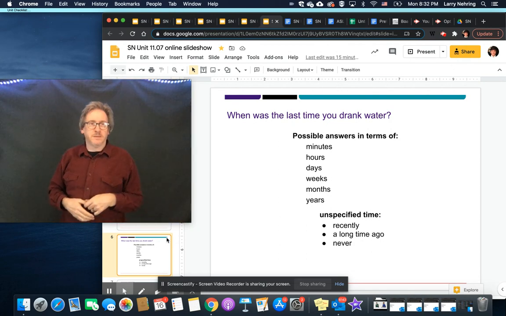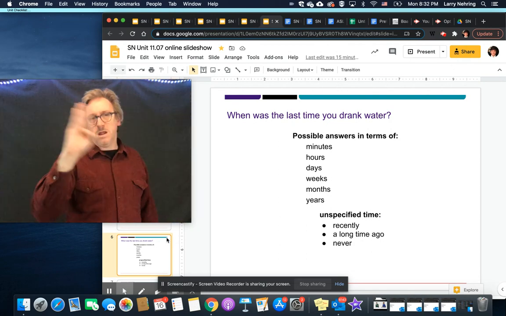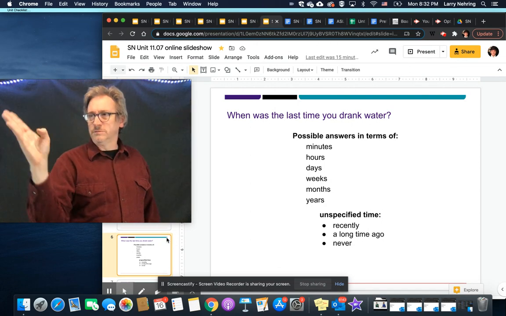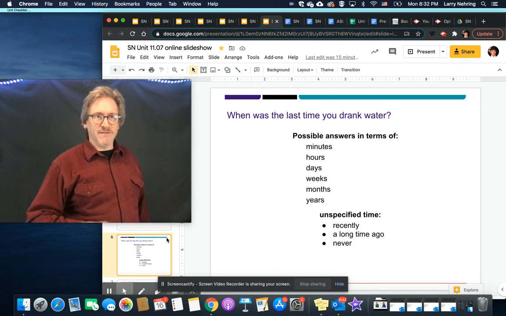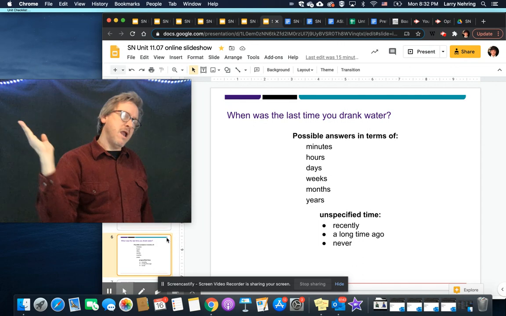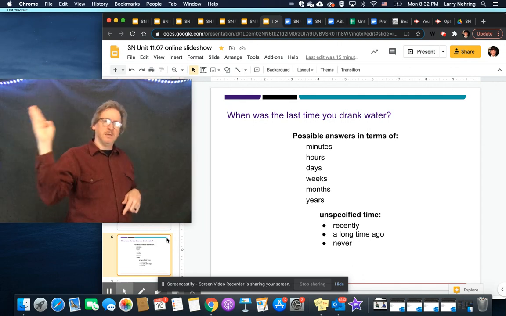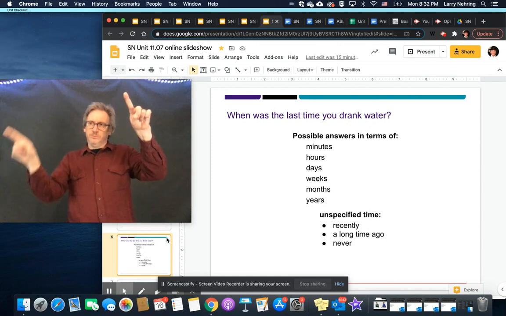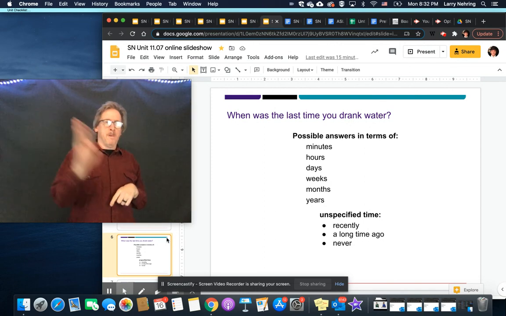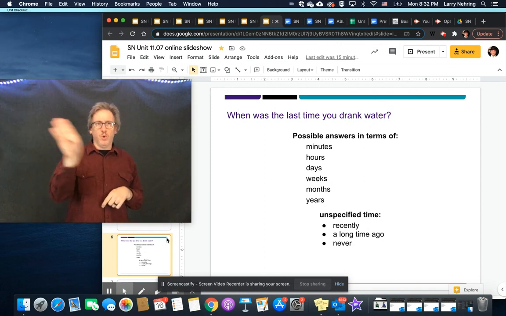And the last one, but never. It's carving like a 7. Never. There's an older version of that sign, which is like zoom, zoom, zoom.